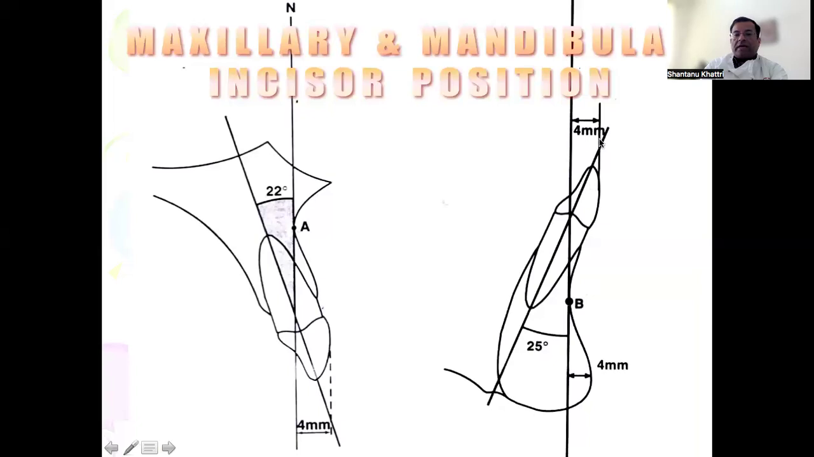The SNB line is drawn and the long axis of the tooth is drawn and this angular measurement is done. 25 degrees is normal. If it is increased, the tooth is proclined. If it is decreased, the tooth is retroclined.